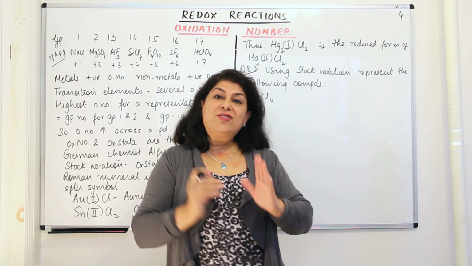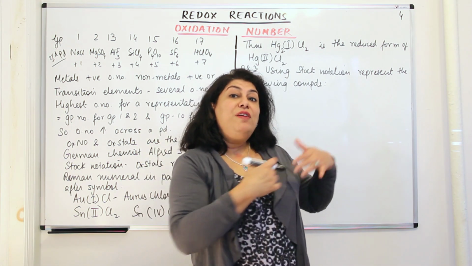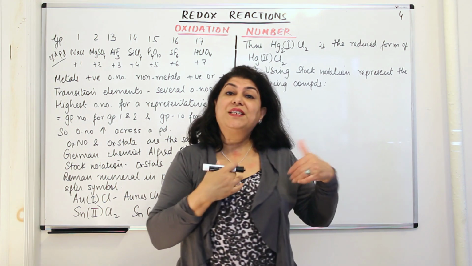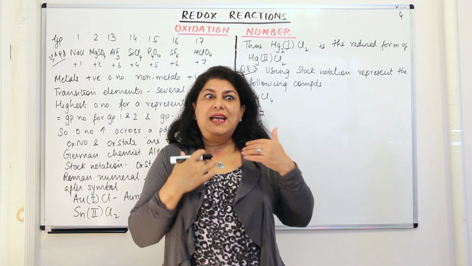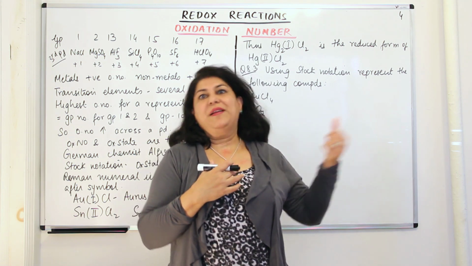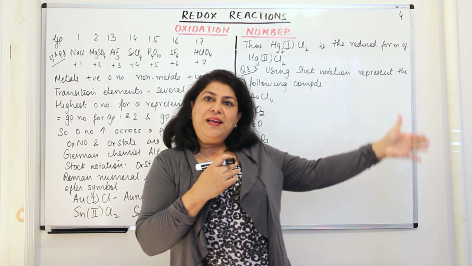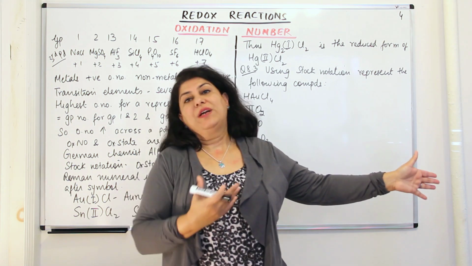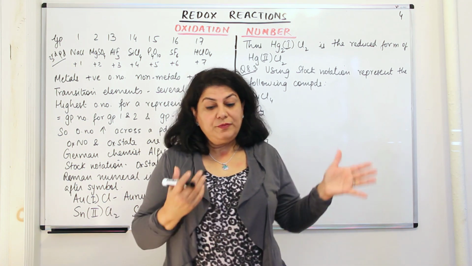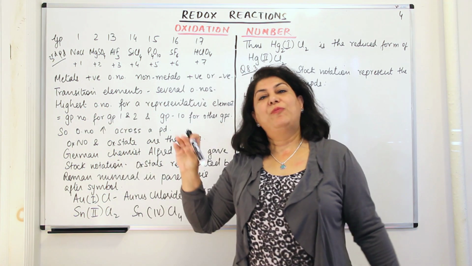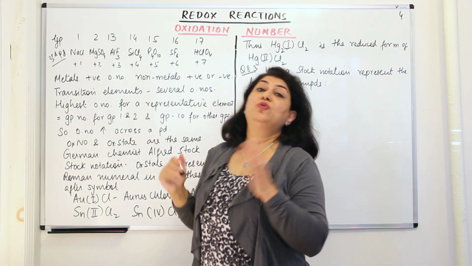But if a non-metal is reacting with another non-metal which is even more electronegative than it, then it is more electropositive in comparison to that. Therefore, in comparison to that other element, it would acquire a positive oxidation number. So, metals always have positive oxidation numbers because they always lose electrons.